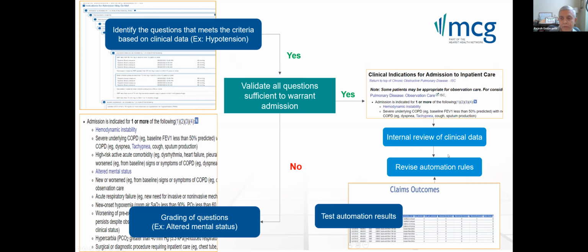Lisa, can you also talk about this right side, how we validate false negatives and all that? Sure, I'd be happy to.